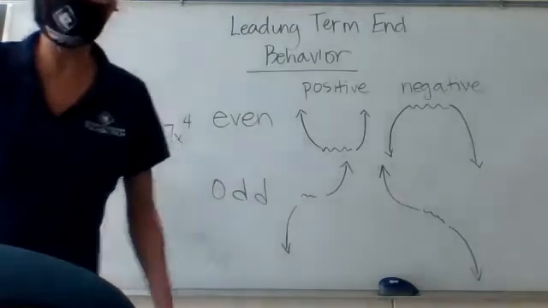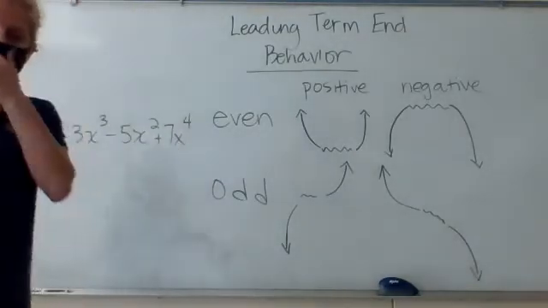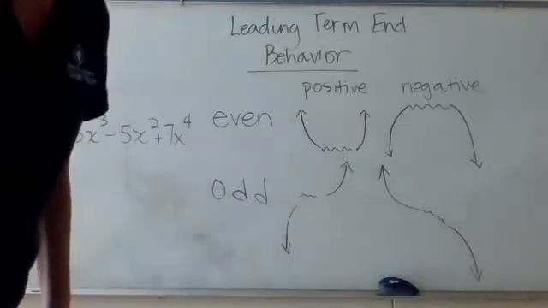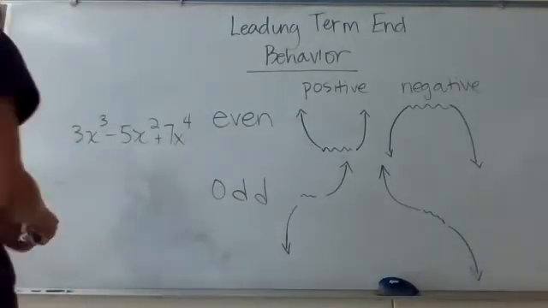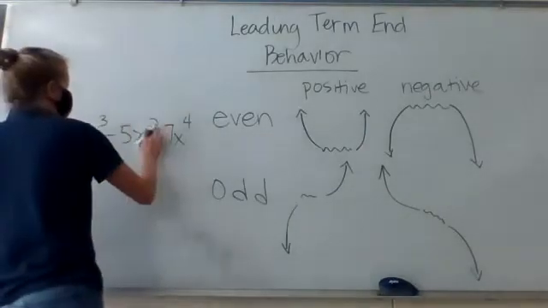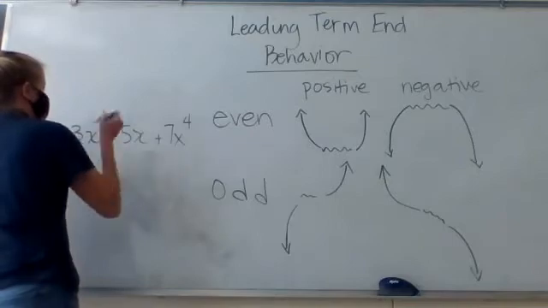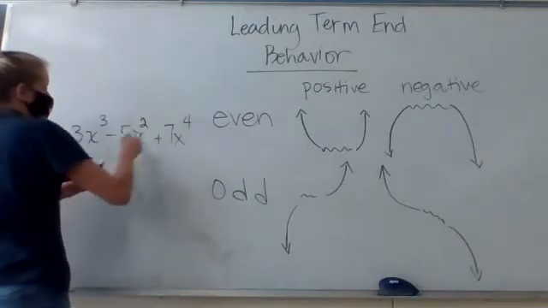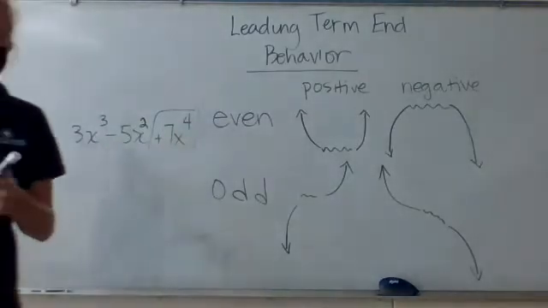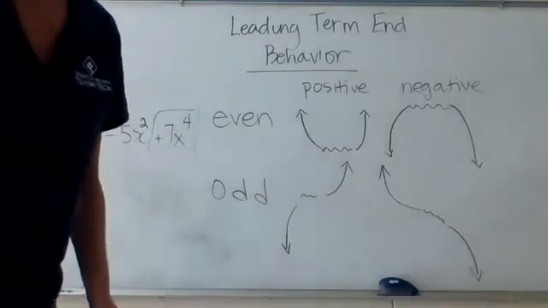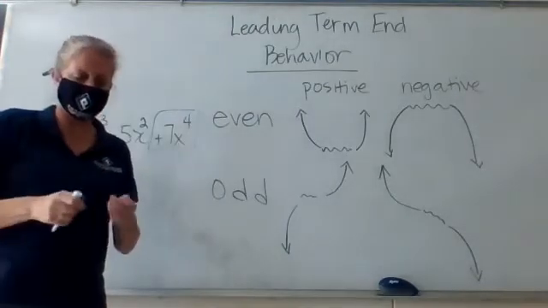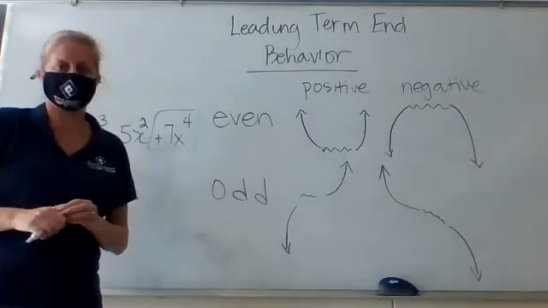Your leading term is not necessarily the first term in your list. Your leading term is always the term that has the highest exponent. So if I'm looking at this group of terms, my leading term is actually this term right here, right? Because it has the highest exponent. That makes it the leading term. That's the term that's going to tell you what the end behavior of your graph is going to do.